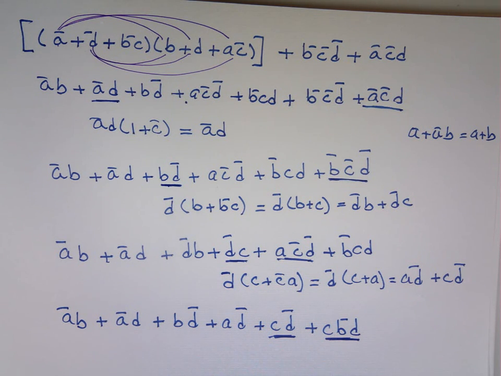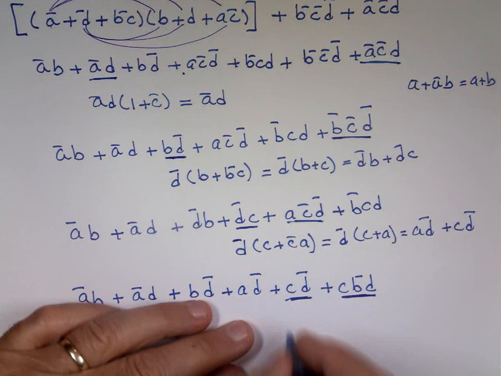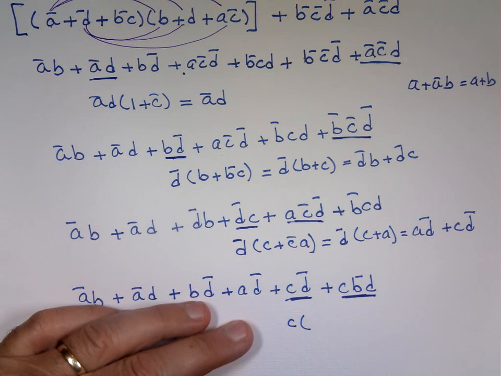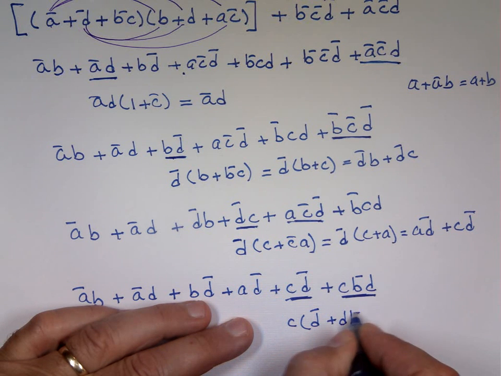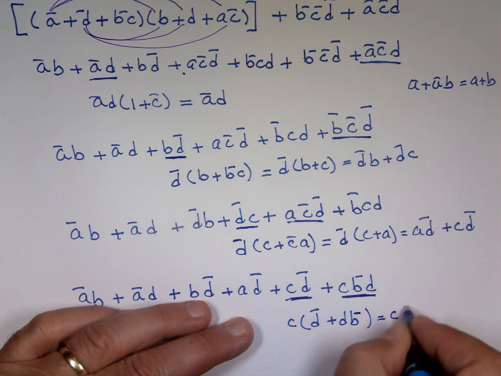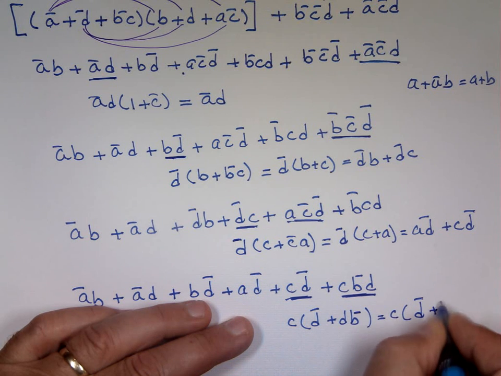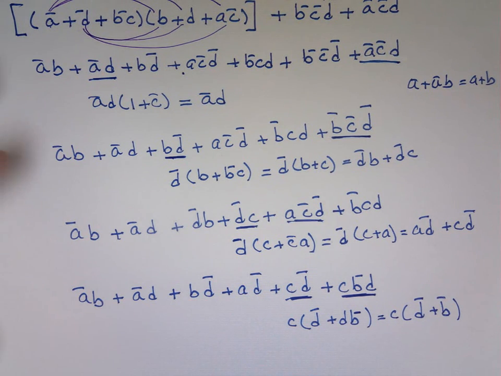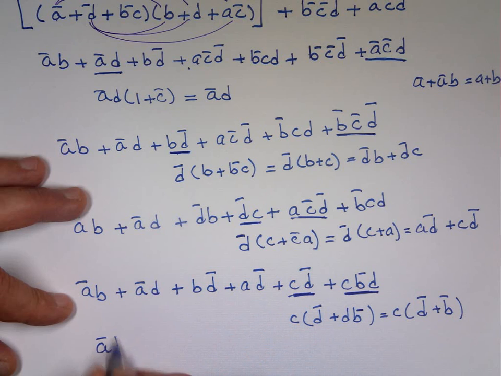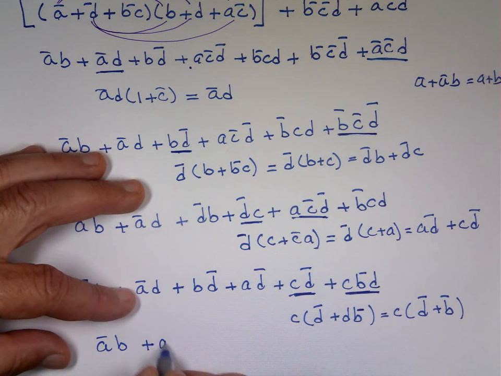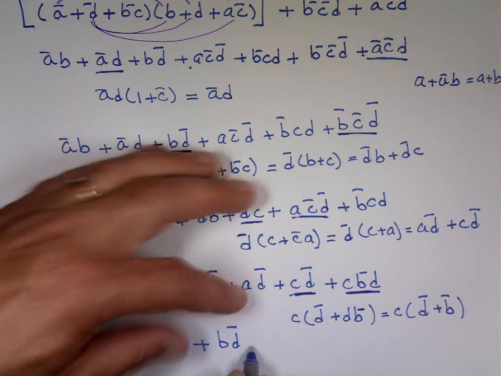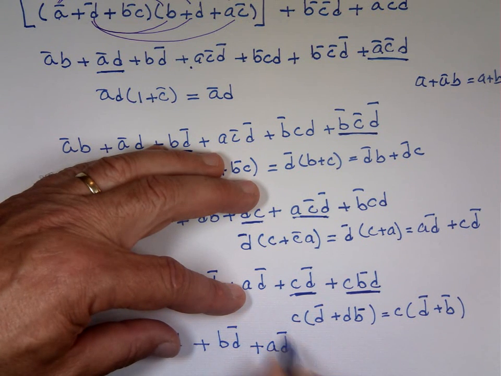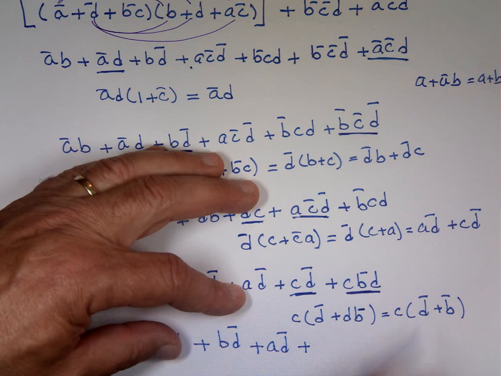Same rule. If you factor a C out, what's left there? D bar plus D B bar, right? Which simplifies to C times D bar plus B bar, and I can multiply it out. So here we go. A bar B plus A bar D plus B D bar plus A D bar, and the last two can simplify to C D bar plus B bar C.